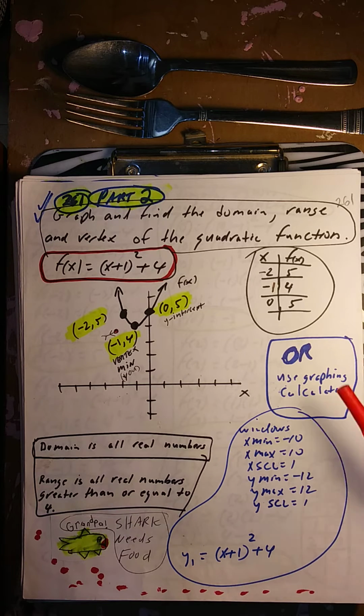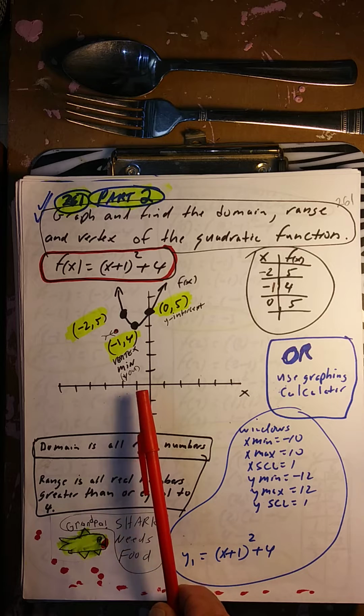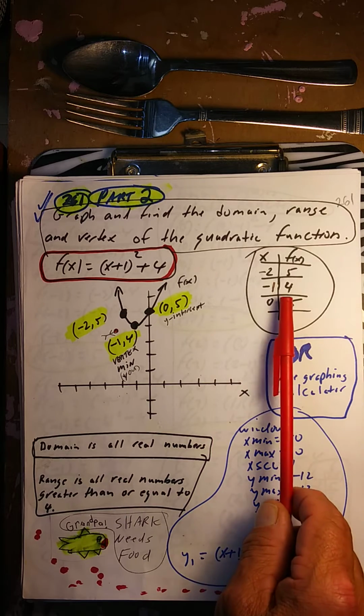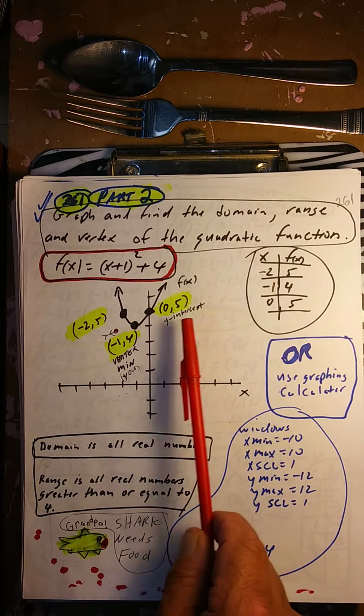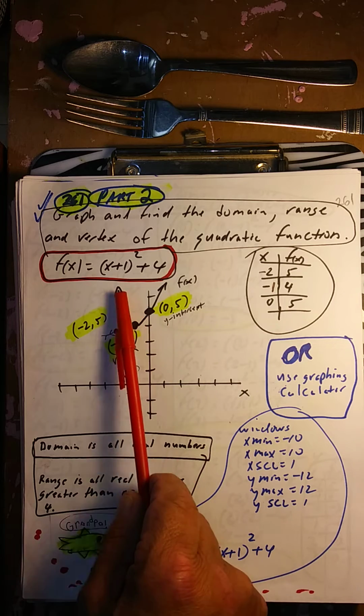Alright, so we have a -2 and 5. -1 and up 4, and then 0 and up 5. So the graph goes right there.